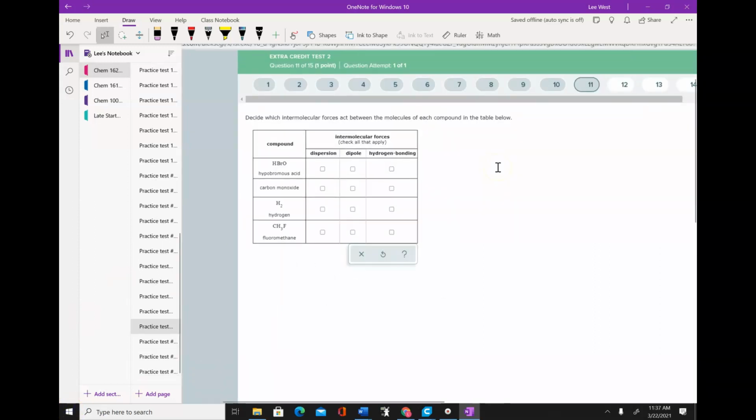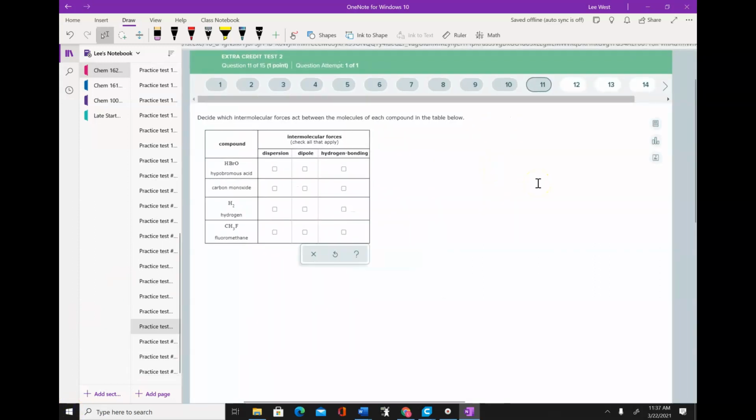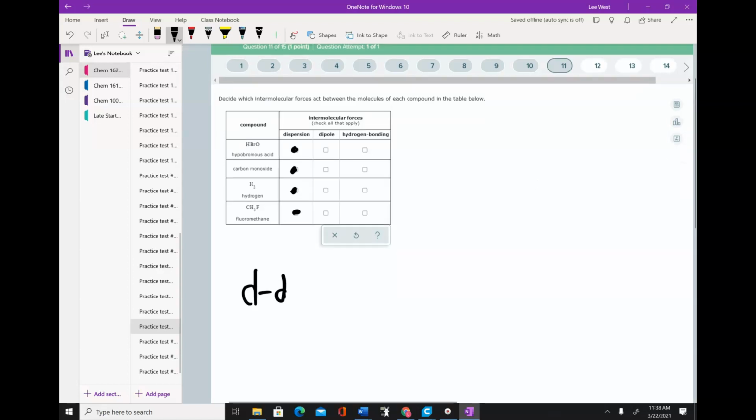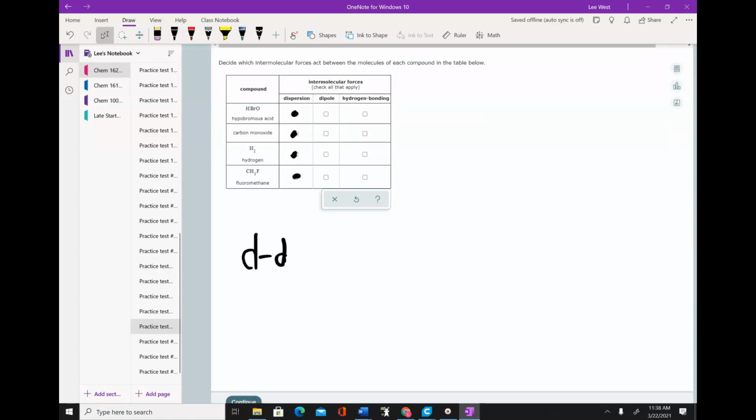Okay, so in this question, I have to decide what intermolecular forces act between molecules of each compound. There are 3 possibilities: dispersion, dipole, and hydrogen bonding. Before I even get going, dispersion forces are always present between any particles, so I'm just going to put those in. Now, the requirement for dipole is that your molecule has to be polar.